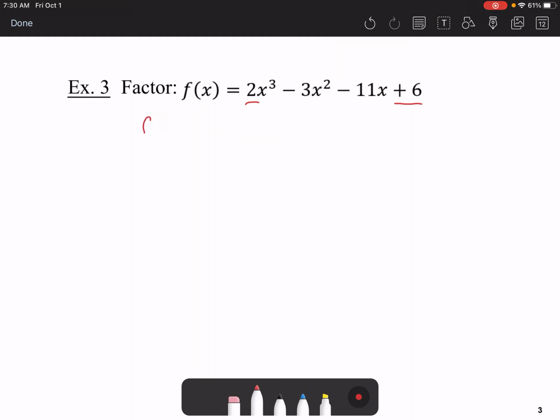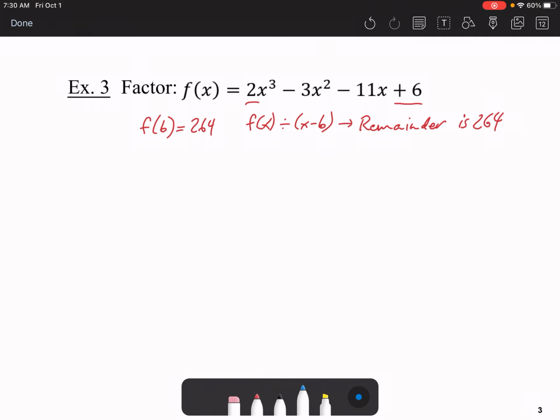So let's calculate f at 6, just as a guess here. And you find it's equal to 264. So what that means is, if you take f of x and divide it by x minus 6, your remainder that you come out with is 264. This is what we call the remainder theorem. Now this is not what we want. So pick another number.